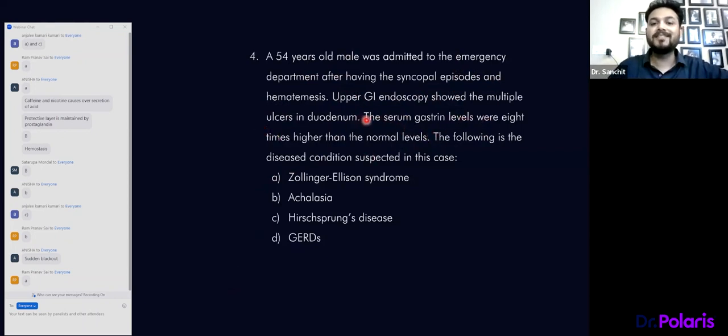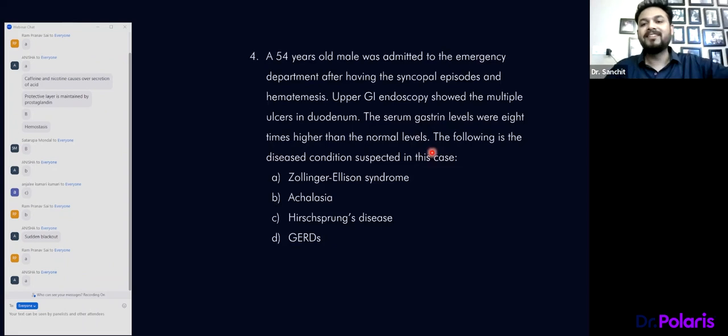It shows multiple ulcers. Now the ulcers were in the duodenum. Now the serum gastrin levels were 8 times higher than the normal level. So you know that gastrin is something which causes more secretion of acid, right? It's a hormone which secretes more of your acid that is in the stomach. More gastrin, more acid. Now, the following is the diseased condition suspected in this case. That means his serum gastrin levels were sky high, and because of that, he developed ulcers. And because of the ulcers, he had hematemesis.